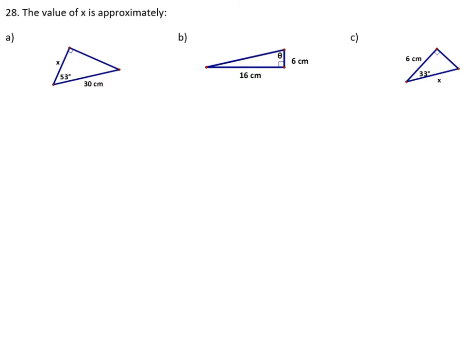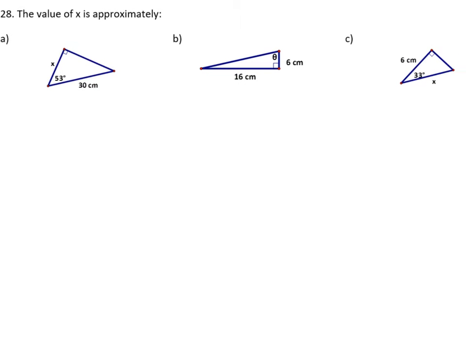Let me set these up again. My technique is to simply make an arc on the reference angle. You'll always touch the adjacent and hypotenuse. So in this case it's a cosine question of 53, the adjacent over the hypotenuse.